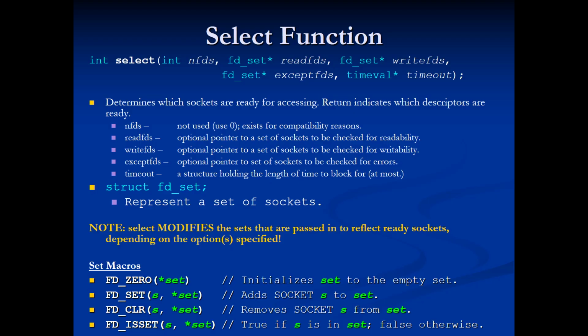Because note, look at the note. This is very, very important. Select modifies the sets that are passed in to reflect ready sets, depending on the option specified. So let's say that you use the select function and you use the optional pointer to a set of sockets to be checked for readability, the second parameter. When you use that second parameter, you are checking to see if your group of sockets have any data ready.